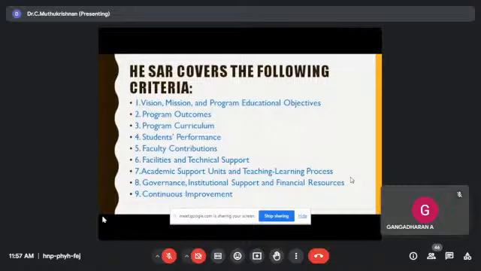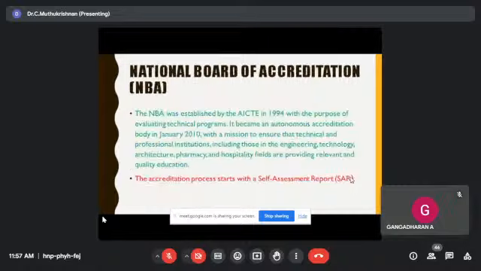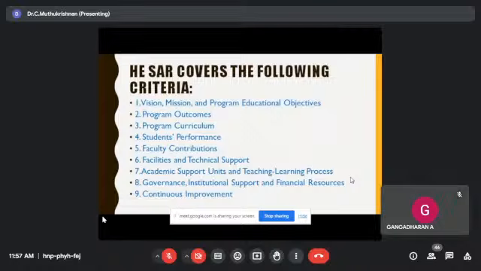Higher education self-assessment report. The higher education self-assessment report covers the following criteria. So what are the criteria we have to follow? Vision, mission, and program educational objectives, program outcomes, program curriculum, students' performance, faculty contributions, facilities and technical support, academic support units and teaching learning process, governance, institutional support and financial resources, continuous improvement.